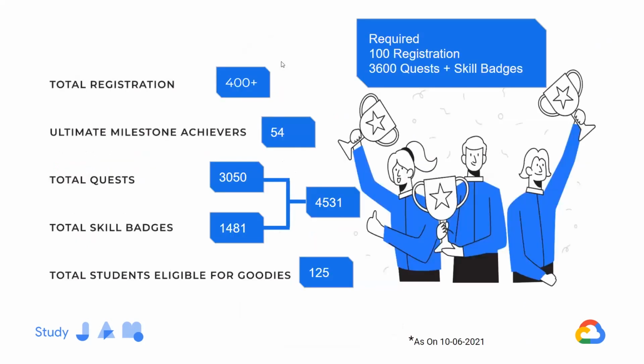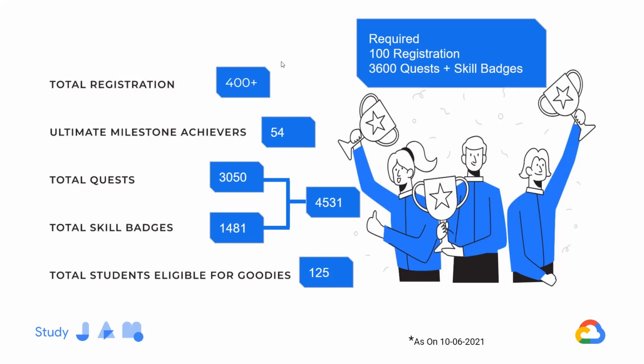So this is how Kochi University College of Engineering Kuttanad performed in the Facilitator program. We were required to have 100 plus registrations, and to complete 3000 QST plus skill badges. And I am happy to share that we got a total registration of 400 plus. As of June 10, the number of ultimate milestone achievers is 54. The total QST we completed is 3050, and the total skill badges is 1,481. Altogether we have completed 4,531. We were required to complete only 3,600, but we have completed more than that.